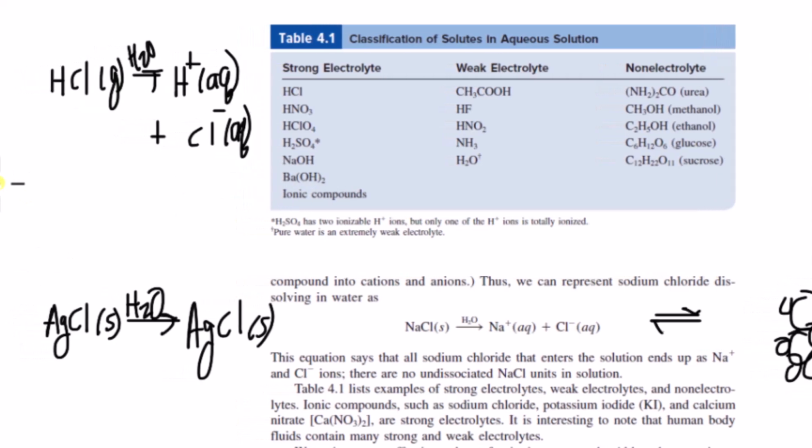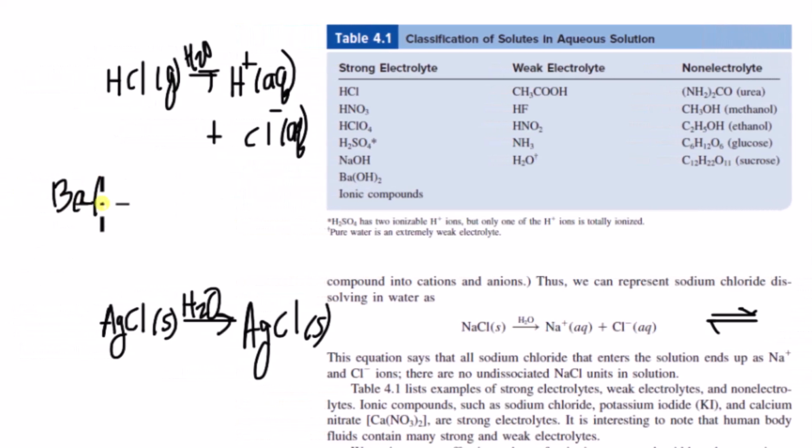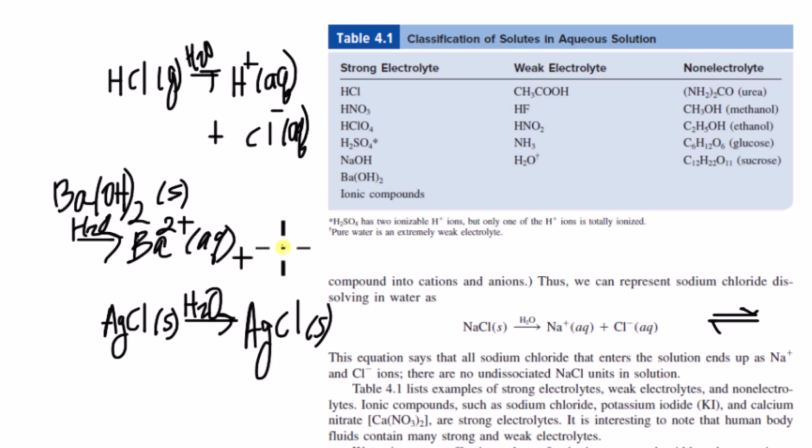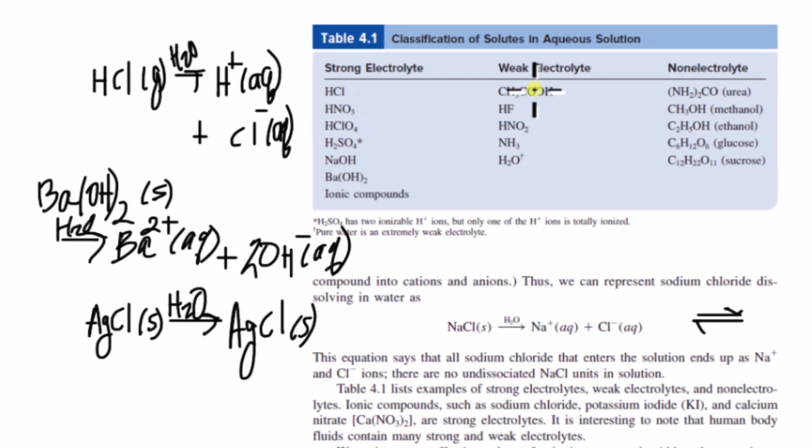Ba(OH)2, this would be barium hydroxide. It starts off solid, then you put it into water, and you get Ba2 plus ions dissolved, and then OH minus ions dissolved. But now we need to put a 2 here to balance it. See, there are ions in solution. All right, but now, what about a weak electrolyte?